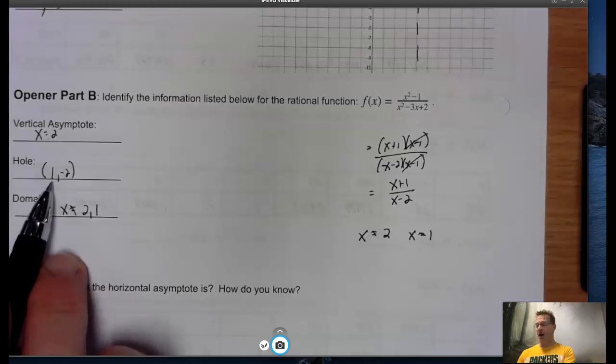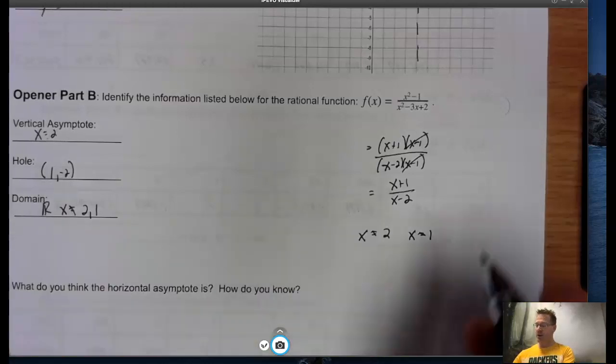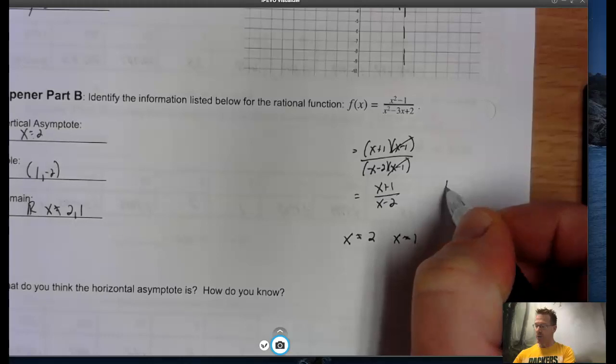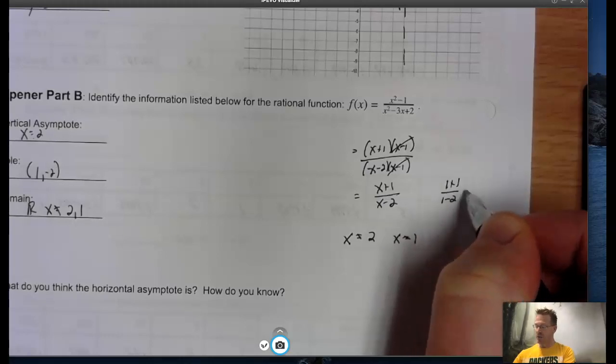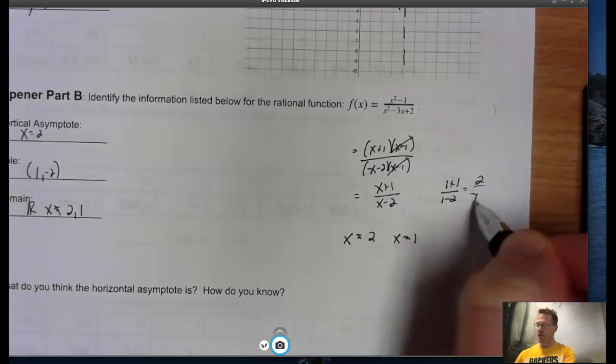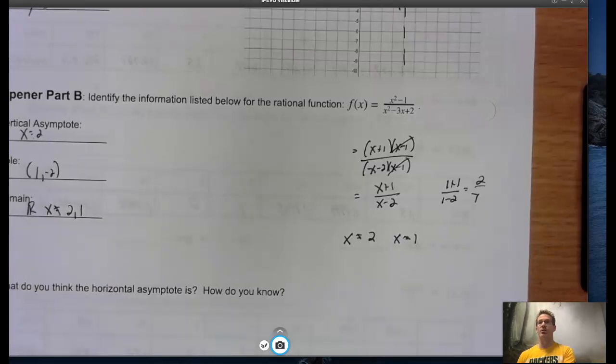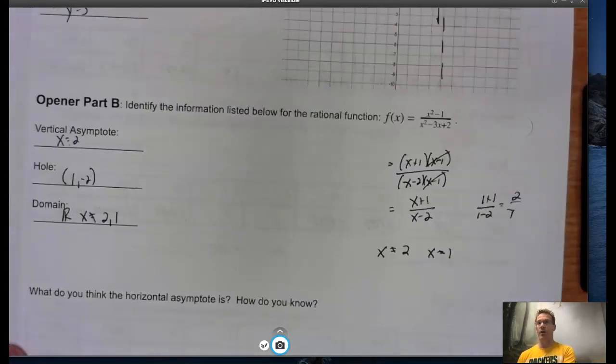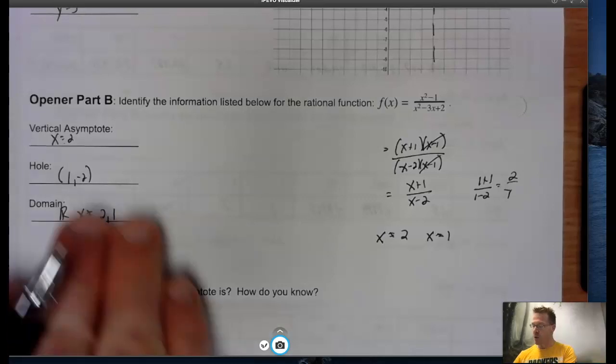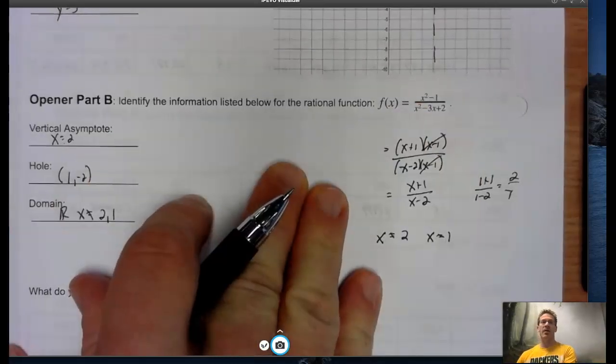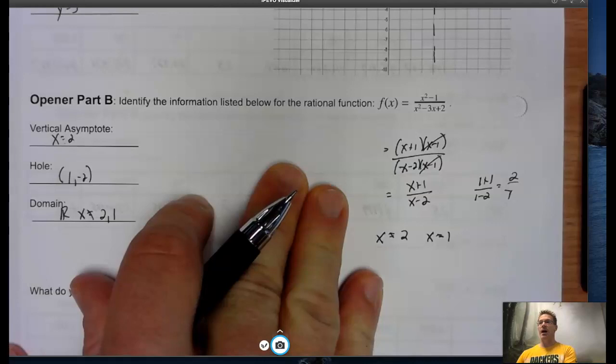And remember, the way we do that is we take 1 and we plug it into this. So if I had done that, I would have had 1 plus 1 over 1 minus 2. And so I would have gotten 2 over negative 1, and that is where the negative 2 came from when I found my hole there. Okay. So hopefully that clicks based on what we did last time.